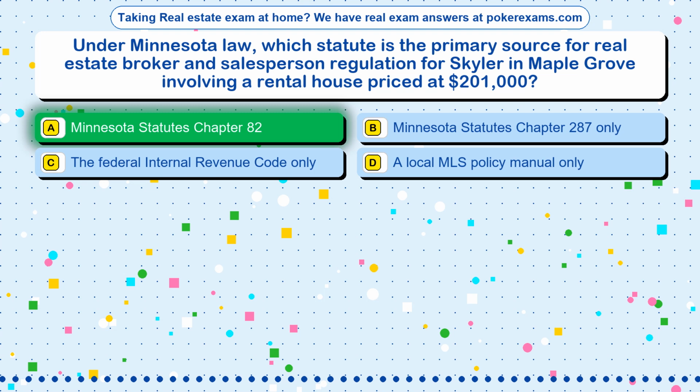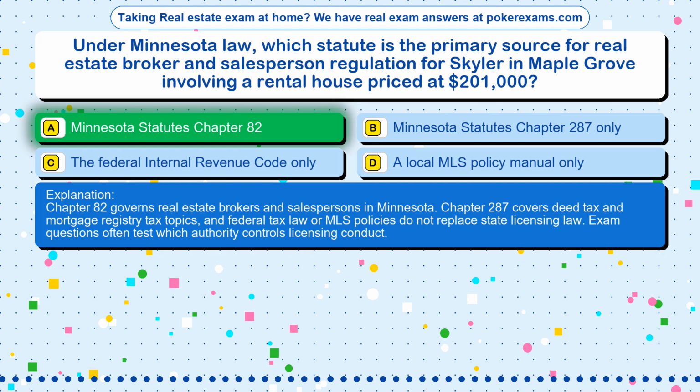The correct answer is option A, Minnesota Statutes Chapter 82. Chapter 82 governs real estate brokers and salespersons in Minnesota. Chapter 287 covers deed tax and mortgage registry tax topics, and federal tax law or MLS policies do not replace state licensing law. Exam questions often test which authority controls licensing conduct.